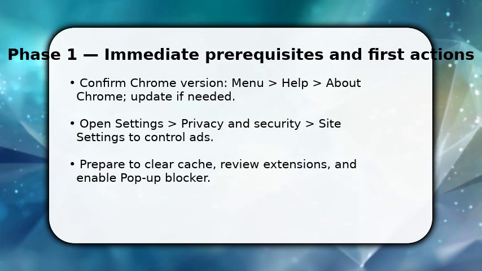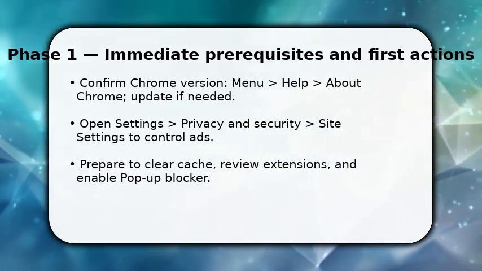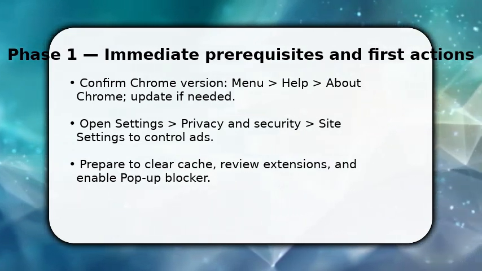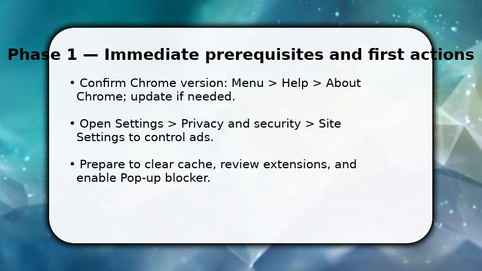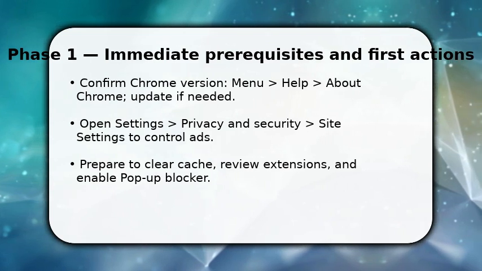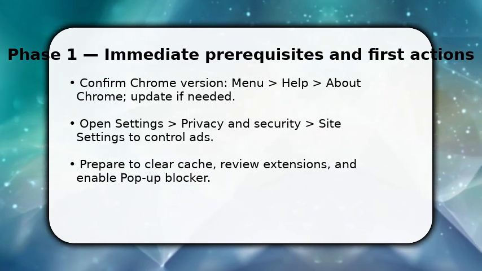You begin by verifying prerequisites and taking the first actions now. Open Chrome and check menu Help About Chrome so you have the latest fixes. Once done, go to Settings, then Privacy and Security, then Site Settings to reach Ads Controls. Make sure the pop-ups and redirects toggle is blocked. This stops many unwanted banners.